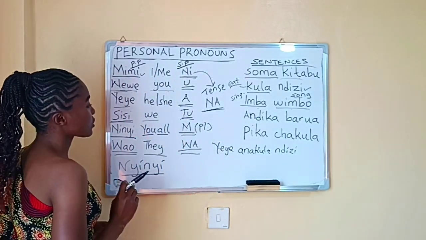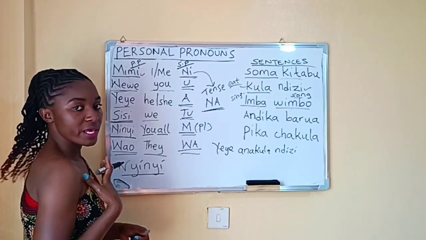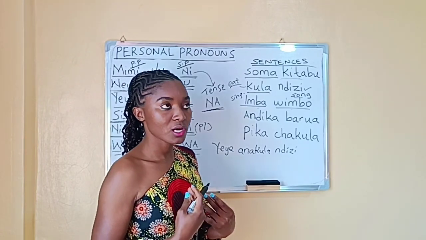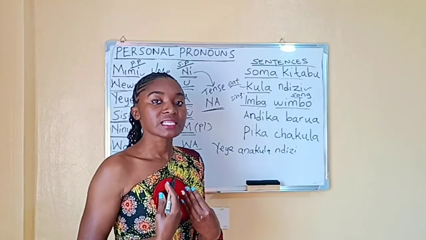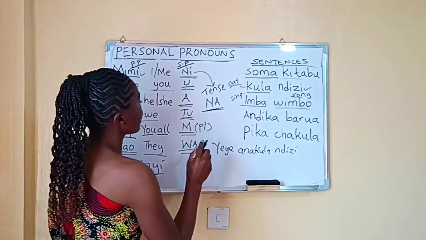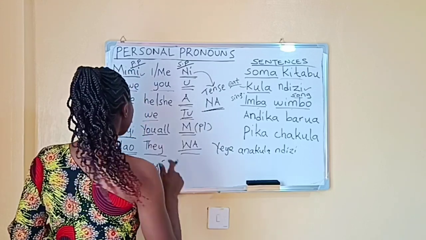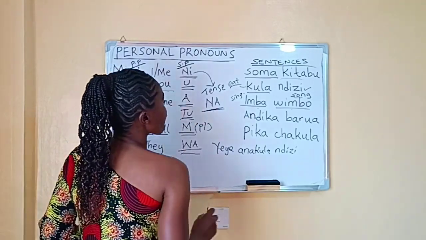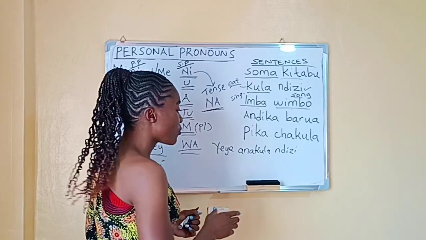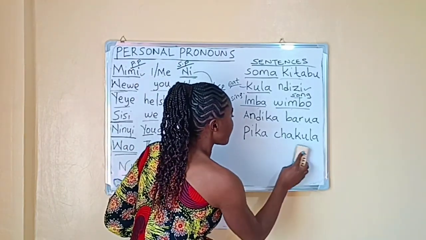All right, so let's continue. Sisi, we, okay? Assuming that we were many standing here, so I could refer to us, sisi, we. We is represented by tu. So if I want to construct a sentence in present tense, I'll say, sisi tunaandika barua, which means we are writing a letter.